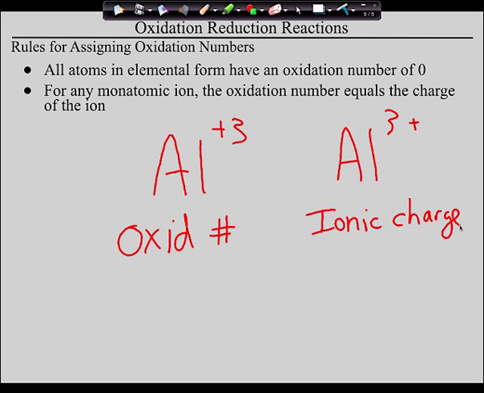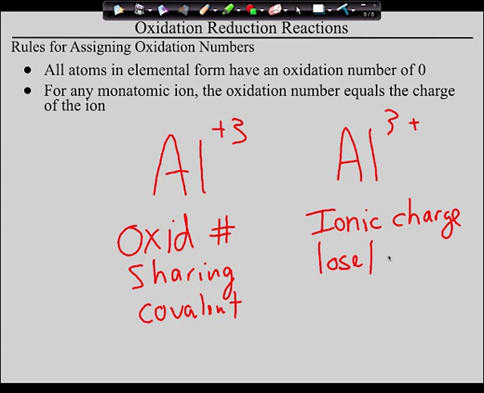So what's the difference? Oxidation numbers refer to sharing, which relates to covalent bonding. Ionic charges refer to loss or gain, losing or gaining, and that relates to ionic bonding. So guys, the idea is this. For example, aluminum. Aluminum can form ionic bonds, and aluminum can form covalent bonds.